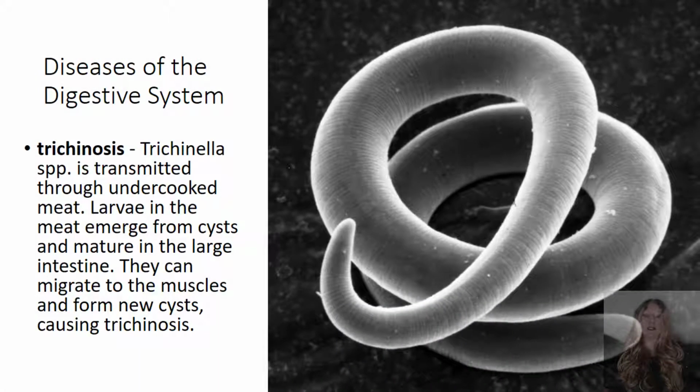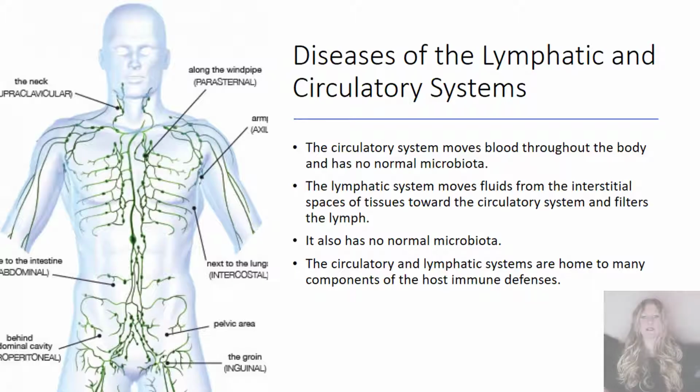Trichinosis is another disease of the digestive system. It is transmitted through undercooked meat. The Trichinella larvae in the meat emerge from cysts and mature in the large intestines, from where they can migrate to muscles and form new cysts, which causes the disease trichinosis.